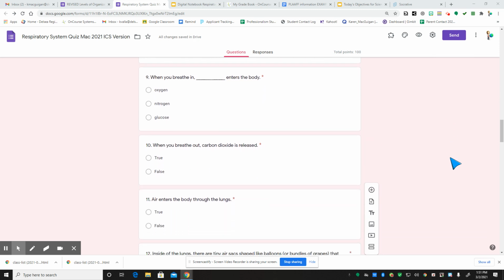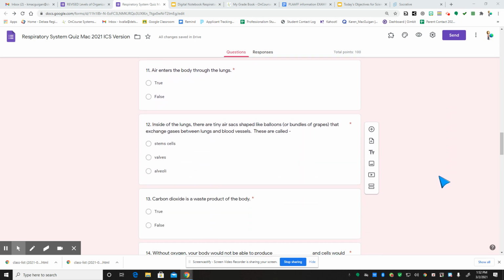Question number 9. When you breathe in, blank enters the body. Oxygen, nitrogen, glucose. Question number 10. When you breathe out, carbon dioxide is released. True or false? Number 11. Air enters the body through the lungs. True or false?